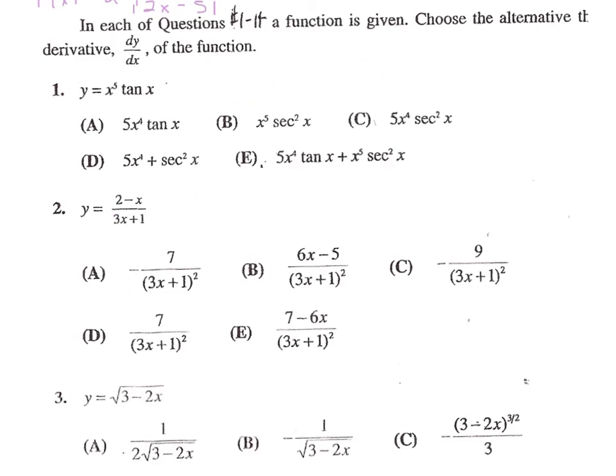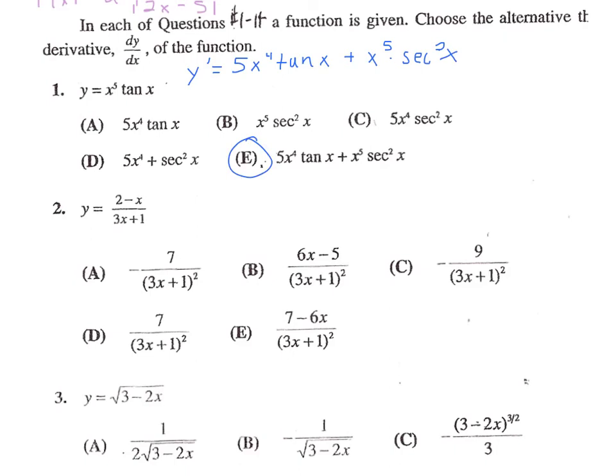For problems 1 through 11, we just have more practice with derivatives. So I'm going to need to use the product rule for number 1. So I'll do the derivative of the first, which is 5x to the fourth, times the second, plus the first, times the derivative of the second. So it looks like choice E is my answer.